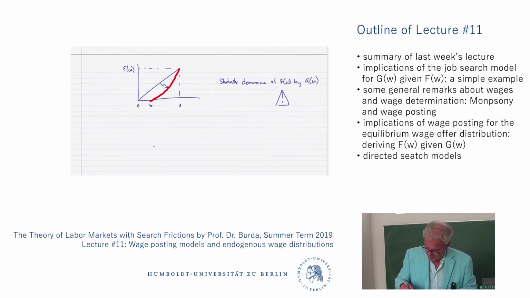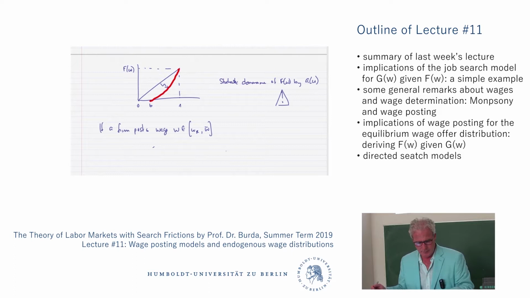Okay, so if a firm posts a wage, and you can think of this as a firm entering the market or a firm already in the market paying W, and looking to the left and looking to the right and asking what can the firm do better by changing the wage by epsilon? And we've assumed that there's a maximum wage out there. Who arrives and accepts that wage?